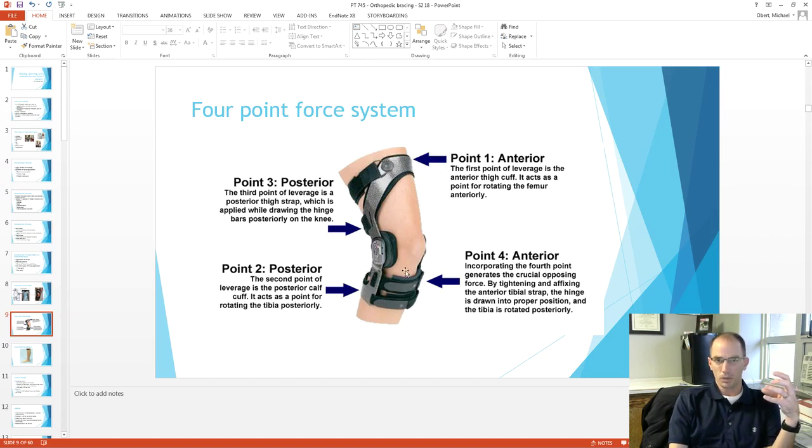And then we have these two in the middle. What we're trying to do with this brace is prevent the tibia from shearing anteriorly to protect that ACL. And so we have this point pointing back and this one pointing forward. So we're kind of creating a fulcrum, where it's going like this on the femur and like this on the tibia, to try to prevent that anterior translation, if that makes sense.